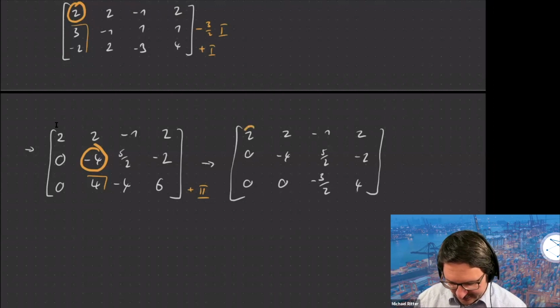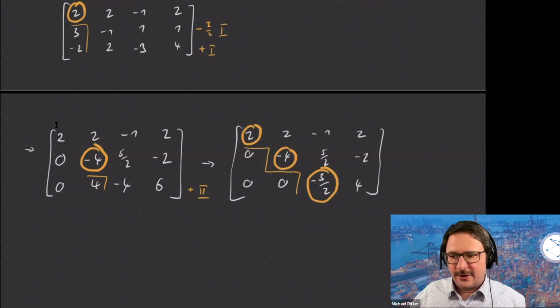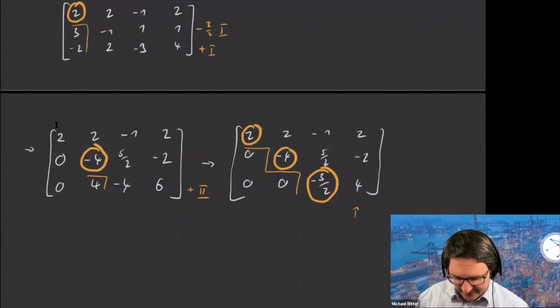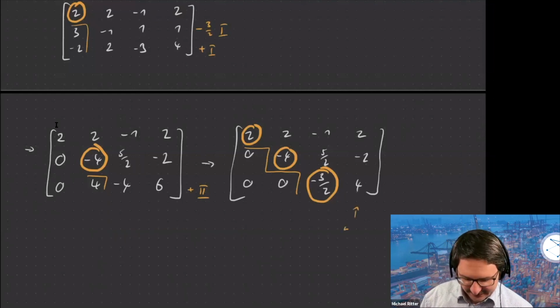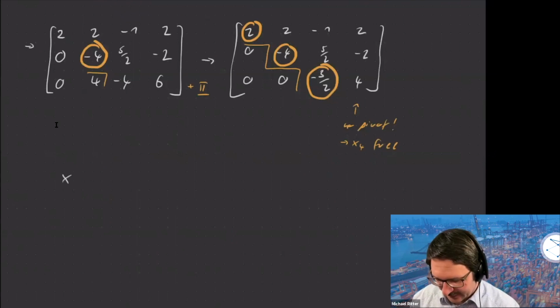So as you see, we have these 3 pivot elements here. In our matrix, we have obtained echelon form. So that means we are now ready to write down the set of solutions. This last column here does not have a pivot element. So that means the variable corresponding to that, we call it x4, that's a free variable. And we start solving with this one.